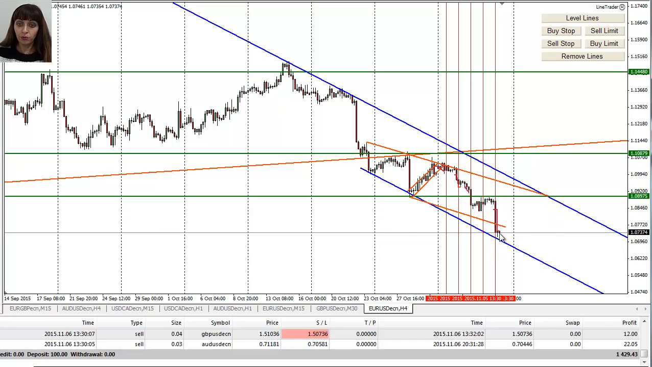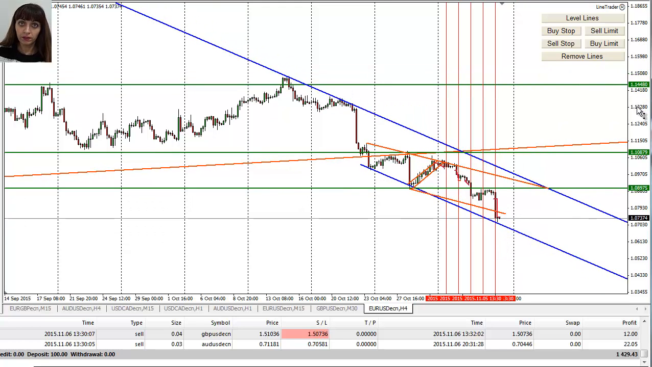And then the news, as I said, we were expecting. If you look in the economic calendar, you would see what the numbers were there. And I was saying if the numbers match the prediction, then we will see euro dollar going down. And this is exactly what happened.